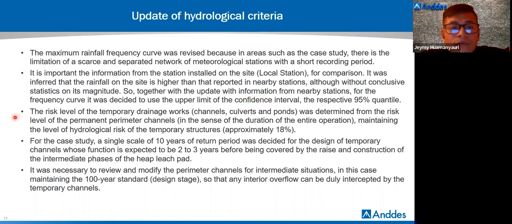The risk level of temporary drainage work is the same as the permanent structure, approximately 18%. But the use is different, not 10 years, only 2 or 3 years. It was necessary to modify the perimeter channel for the intermediate situation. In this case, maintain the 10 years standard of the design stage, so that any interior overflow can be duly intercepted by temporary channels.